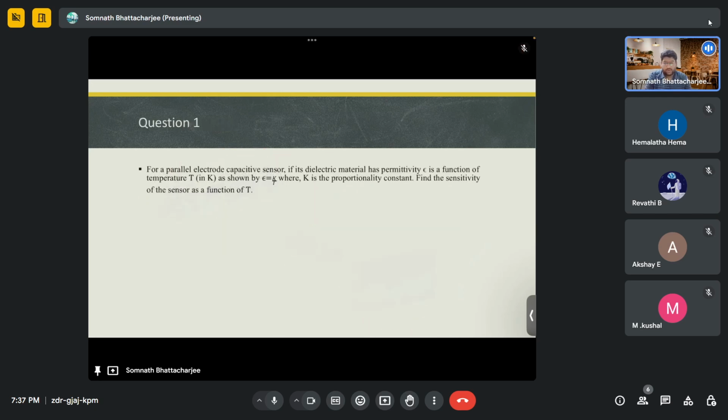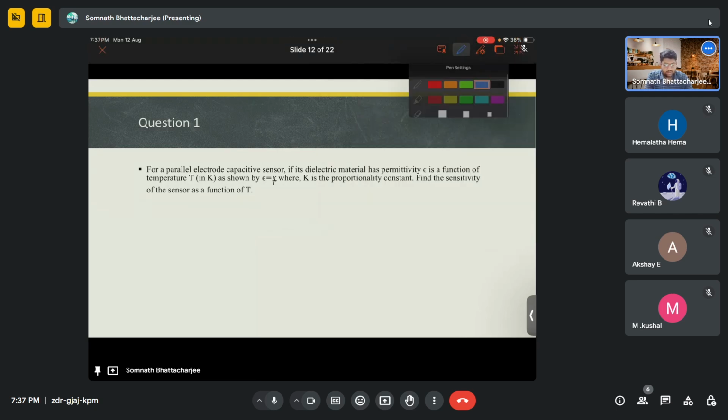So we'll move on to some questions. Let's see if some of you can answer this. There's a parallel plate capacitor, as I was explaining. The dielectric material in between this capacitor is termed epsilon, and it is a function of temperature T. Let's say epsilon is K by T, as mentioned here. Find the sensitivity of this sensor. What is the sensitivity of this sensor?